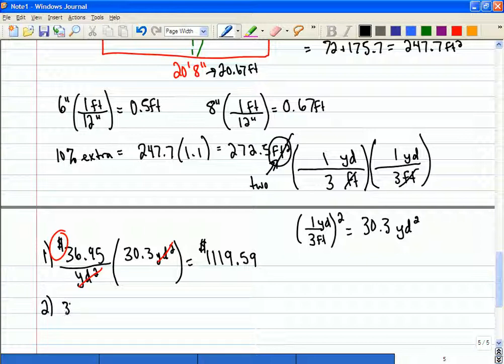The second company is $33.99. And then they add $100 for delivery, right? So I'll have to add $100 into this as well. So again, yards squared would disappear, and I'll end up here with 1,029, and that includes the 100? Yeah. So at the end it isn't the better deal.